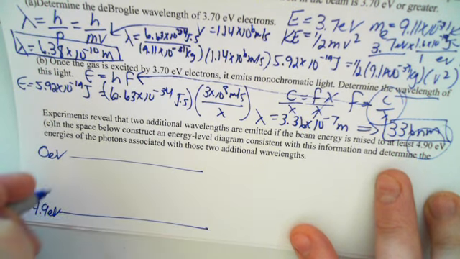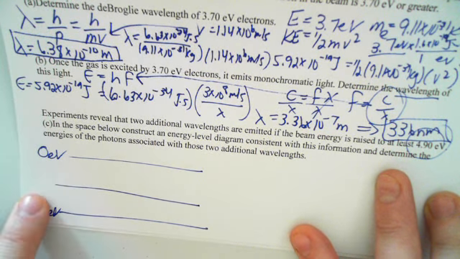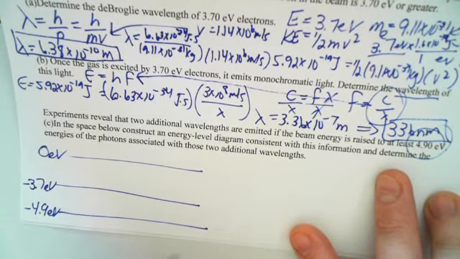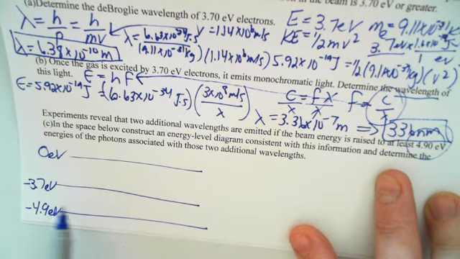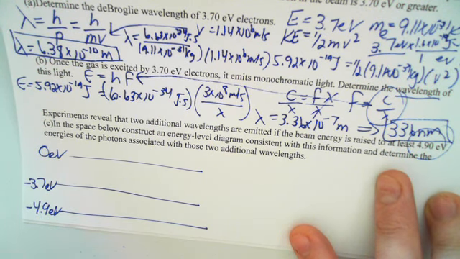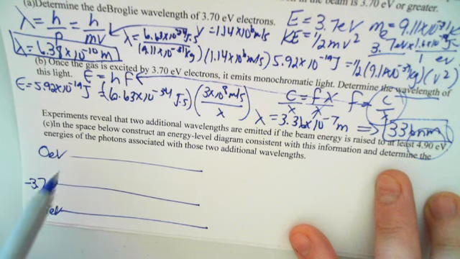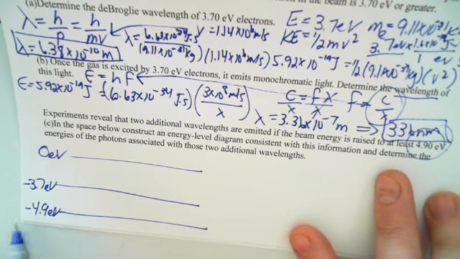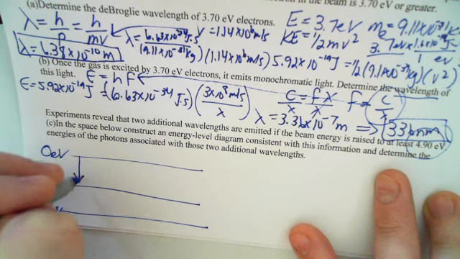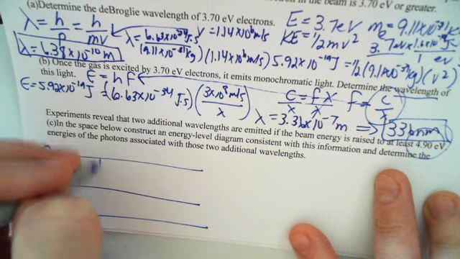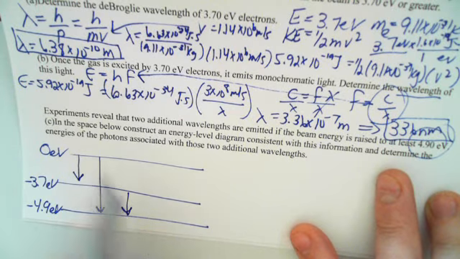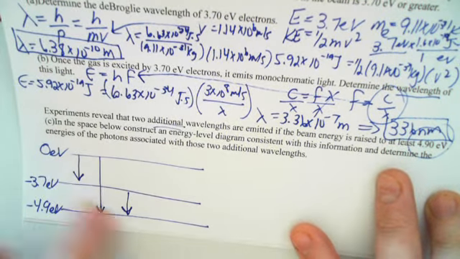Anyway, we already know that we have an energy level that's 3.7 electron volts, because in the previous problem it said that we absorbed 3.7 electron volt electrons as well. So at 3.7 electron volts we had a transition there, and then it said that 2 additional wavelengths were emitted. Well, let's take a look. We can have a transition here, here, and here. See, 3 wavelengths. It says 2 additional, so that's 3 total.